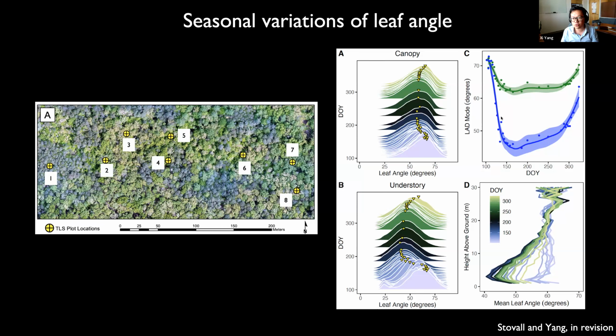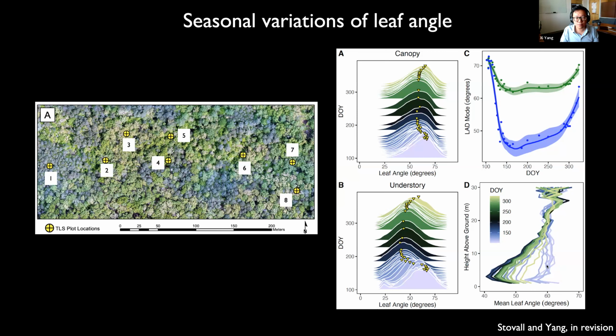And you can see the most dramatic change in leaf angle, especially in the early growing season and later in the later growing season. So this green line is canopy, and the blue one is understory. And you can see some dramatic changes, especially vertically if you look at the lower part of the canopy, that the leaves are adjusting their leaf angles, plants are adjusting their leaf angles to potentially harvest more sunlight.